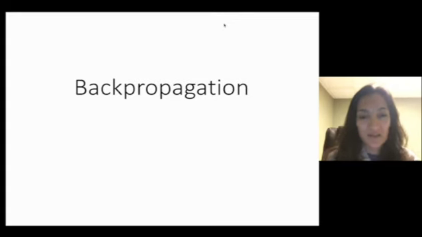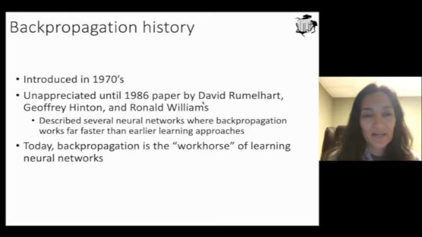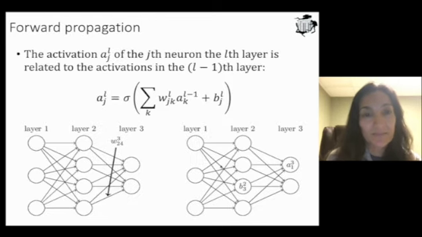Hello, today we're going to talk about backpropagation, the main training algorithm used for neural networks now. Backpropagation was actually introduced in the 1970s, but it was unappreciated until a 1986 paper from Rumelhart, Hinton and Ronald Williams described that it works much more efficiently than most other neural network approaches. Today, backpropagation is basically the workhorse of the entire field of deep learning.